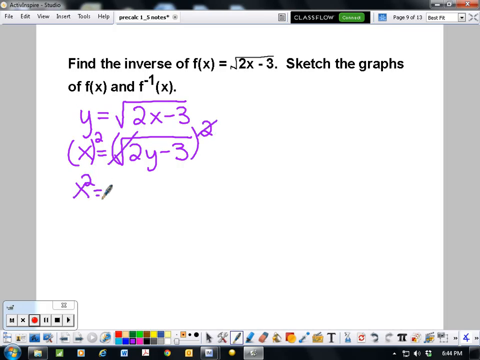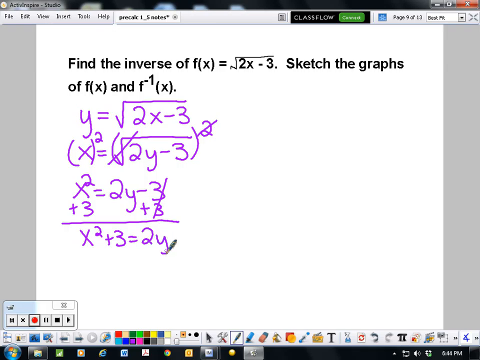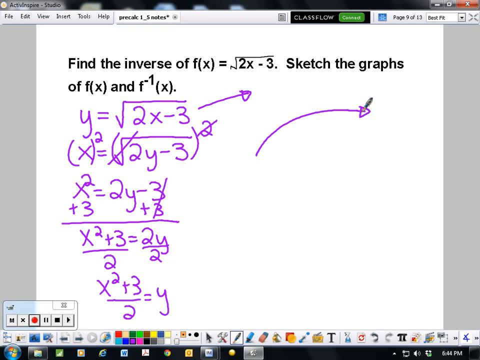So now I have x squared equals 2y minus 3. And now I'm going to move that 3 over. So now I have x squared plus 3 equals 2y. And then I get rid of that 2 by dividing. Now my problem here is that when I graph this, I'm going to end up with only half of a sideways parabola because of that square root, because I can't take the square root of negative numbers.